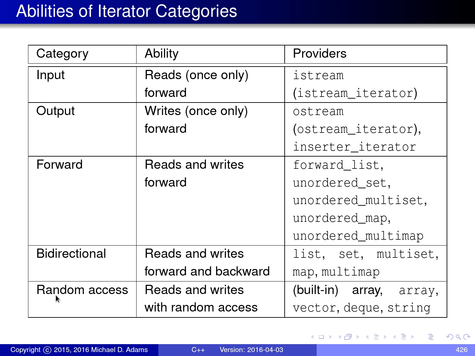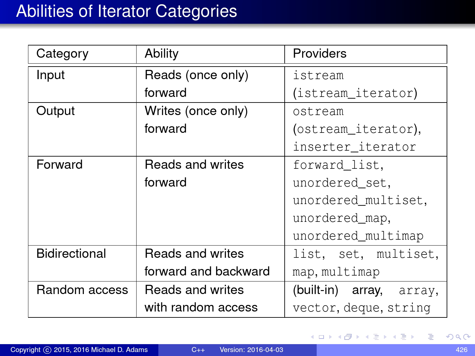And then lastly, we have the random access category of iterators. It can be used to both read and write data with random access. In other words, you can access the data in any order you like. Some examples of types that provide random access iterators are any built-in array type in the language, so any type of array. Also the array class in the standard library, as well as the vector class, double-ended queue class, and the string class.